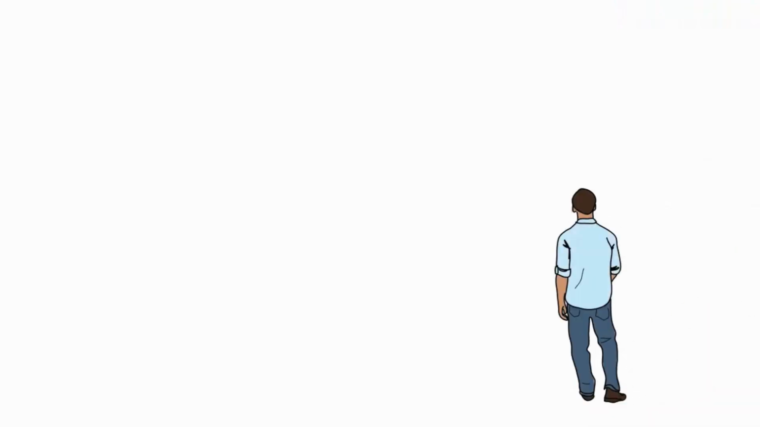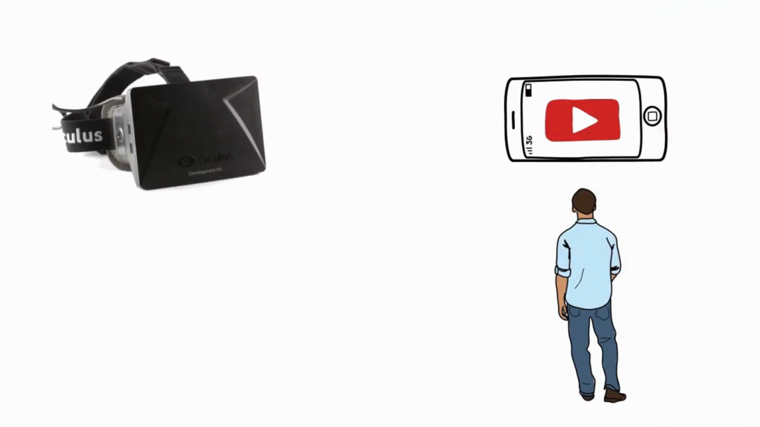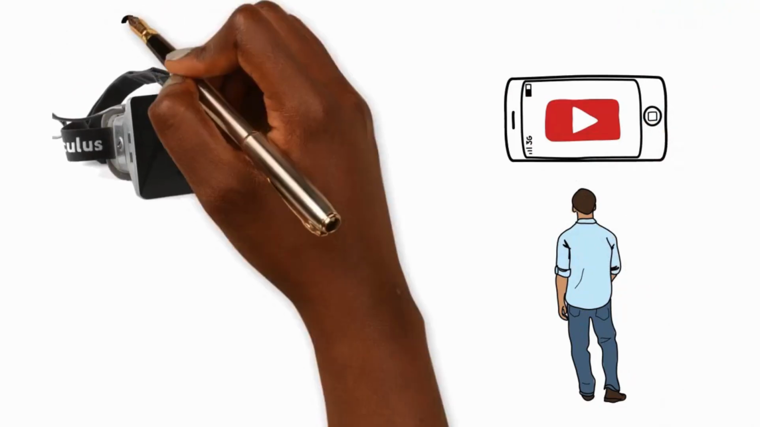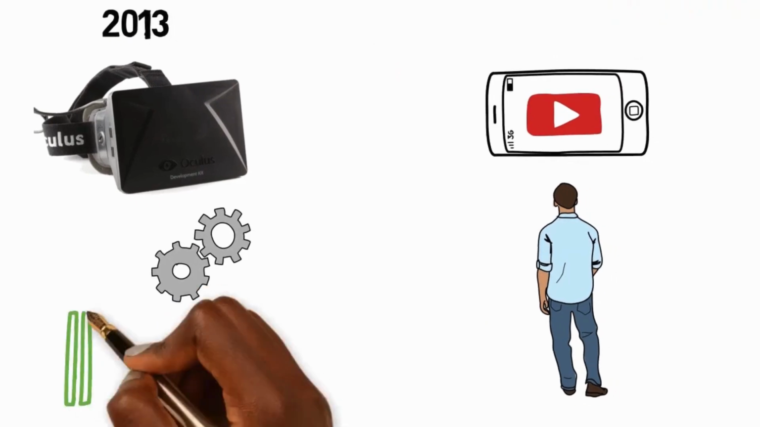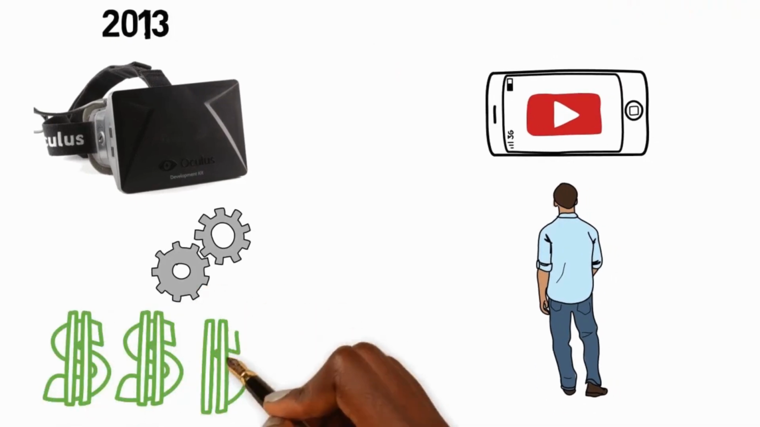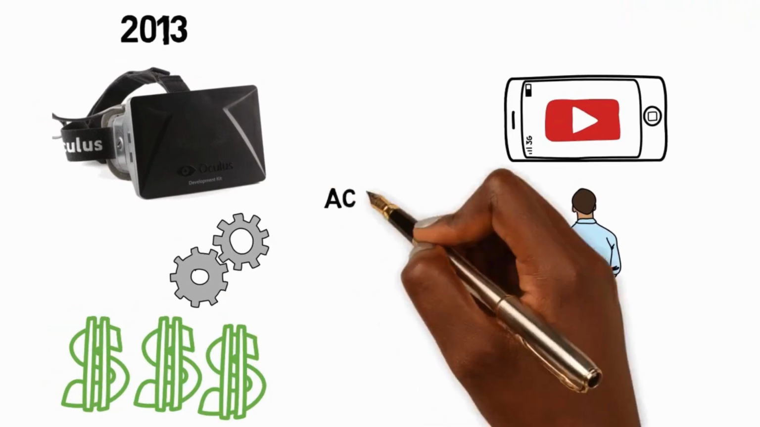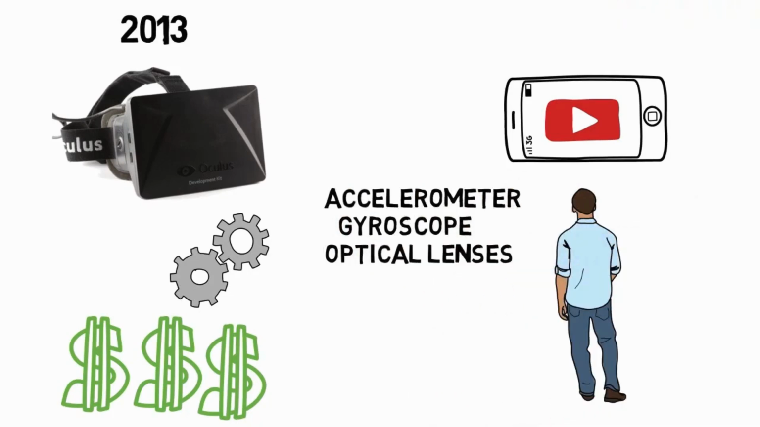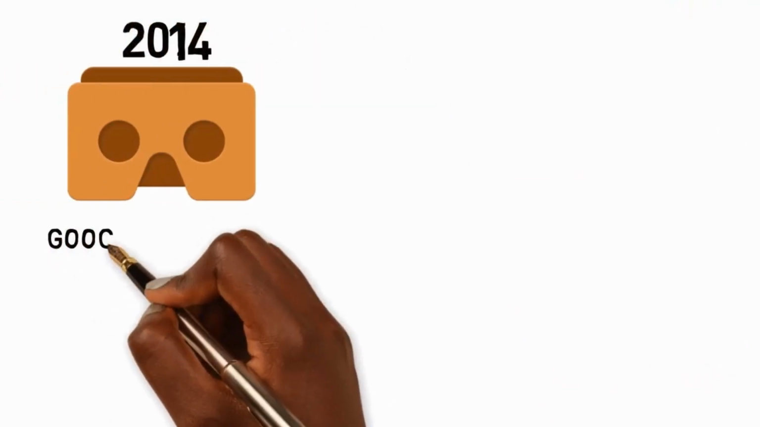I first heard about virtual reality in 2013 when I saw an online video of the Oculus Rift VR headset and I was really amazed by this technology. Oculus Rift was still in the prototype phase and the consumer model wasn't available at that particular time. The only thing that was clear to me at that time was that it's going to be a bit expensive. The Oculus Rift consisted of sensors like accelerometer, gyroscope and optical lenses through which the user is immersed in a virtual world.